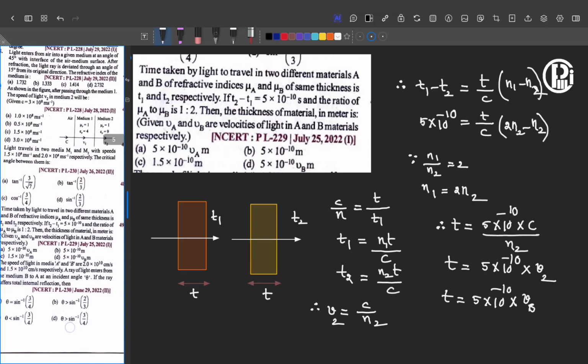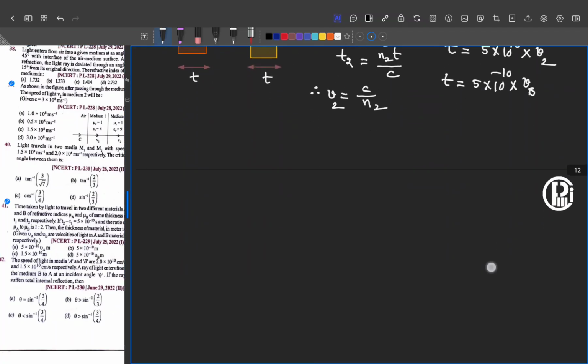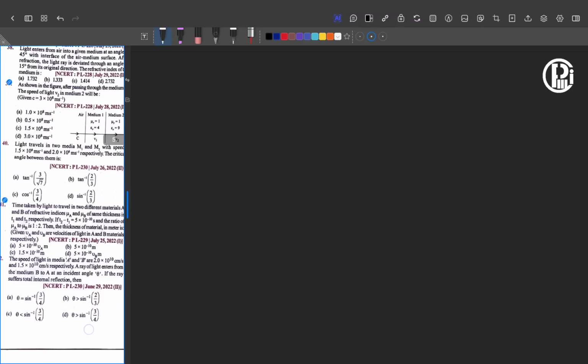Let's talk about question number 42, right? The others may also be a similar kind of problem. Let's talk about question number 42, this one. So let me take out the problem from the book.